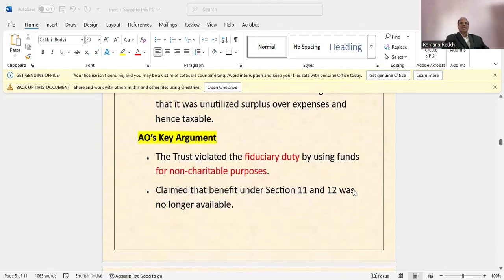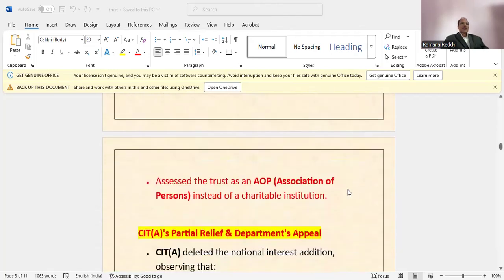The AO's key argument was that the trust violated its fiduciary duty by using funds for a non-charitable purpose, and claimed that the benefit under Section 11 and 12 was no longer available. These are the AO's key arguments. He assessed the trust as an AOP, association of persons, instead of a charitable institution.